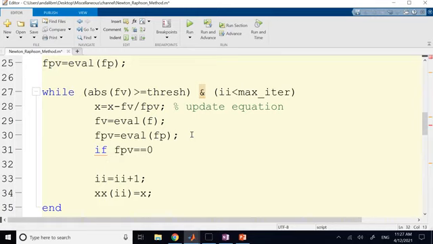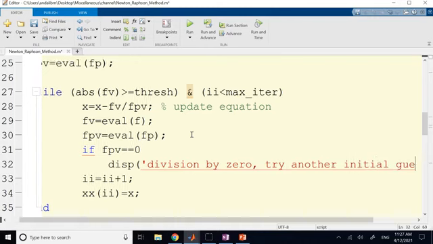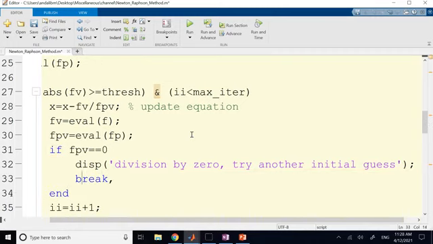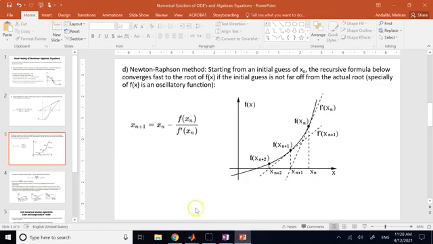You will say display division by 0, try another initial guess. Okay, and then what? Break, right? Break the loop. So you can do that, and that will take care of that error for you. So make sure you have that in mind.